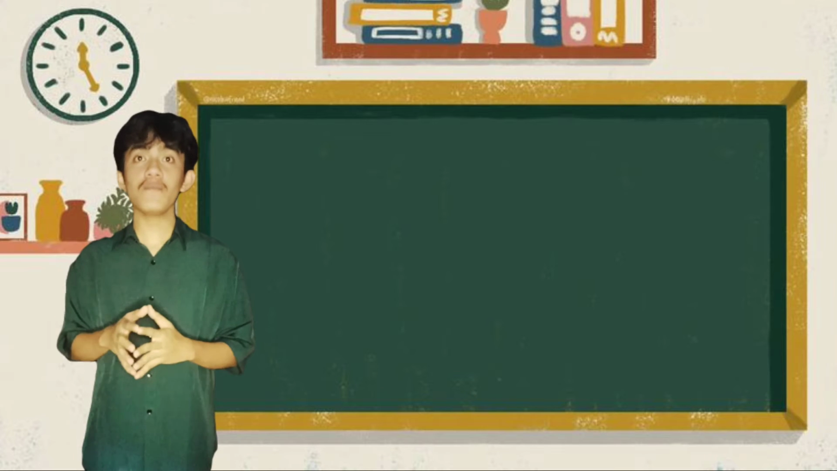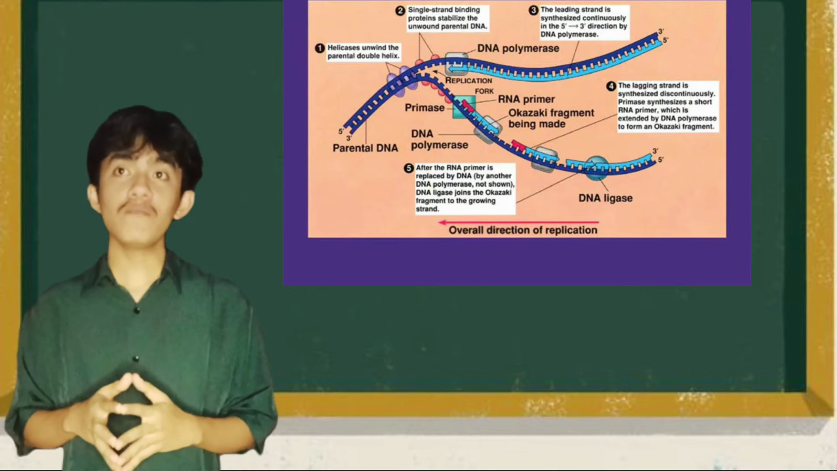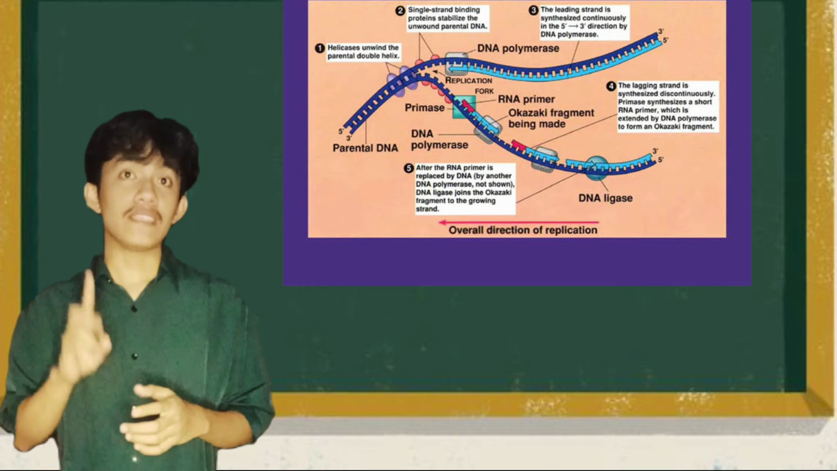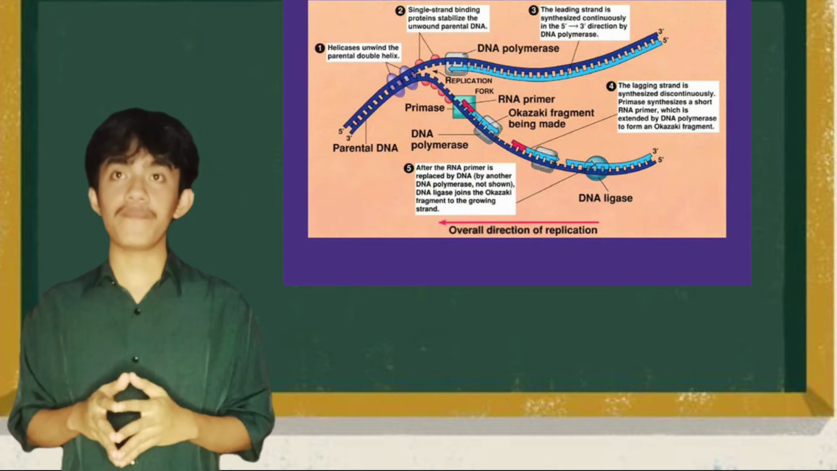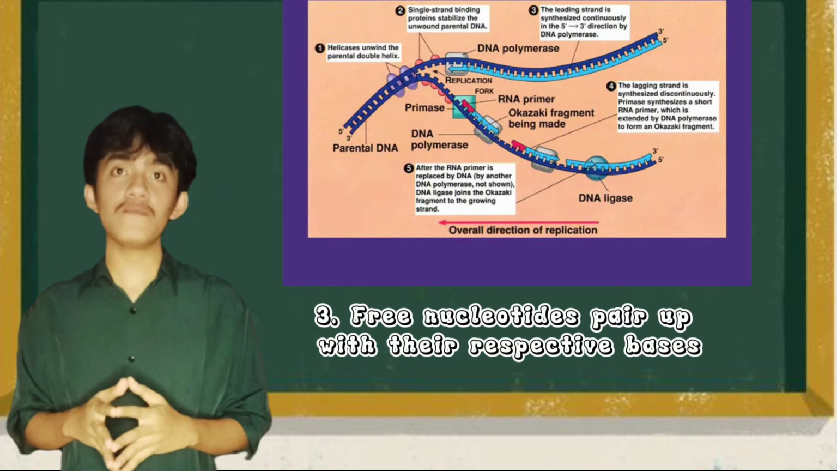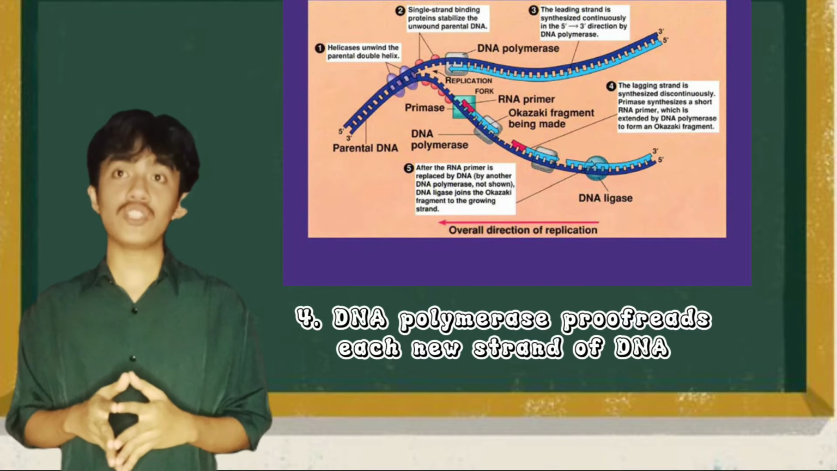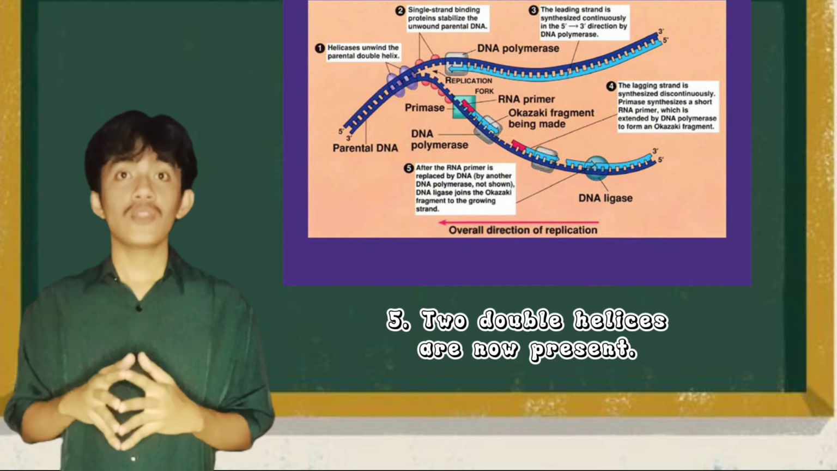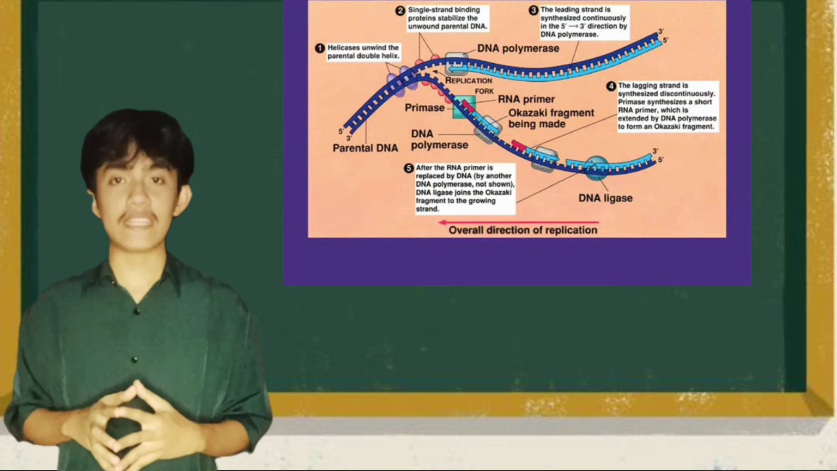So to make it more simple, just take a look at this. First, hydrogen bonds between base pairs are broken, and then second, DNA unwinds and replication bubbles form. Third, free nucleotides pair up with their respective bases. Then after it, DNA polymerase proofreads each new strand of DNA, and lastly, two double helices are now present. As simple as that.